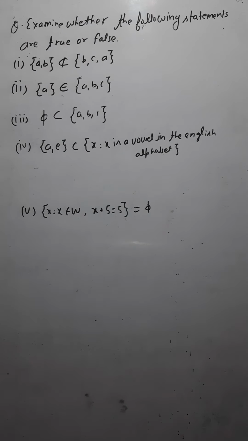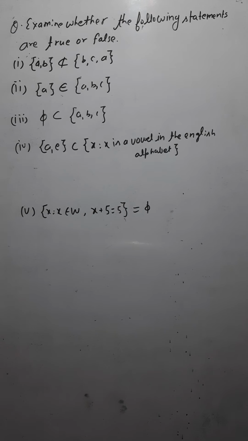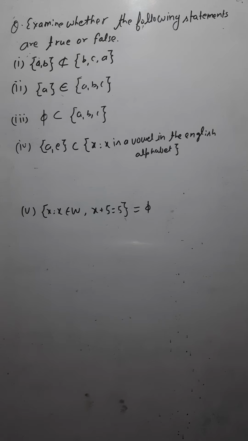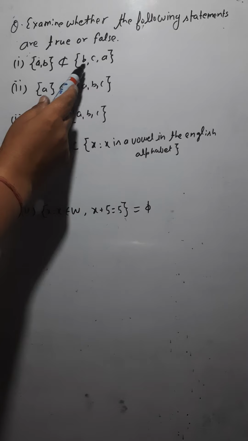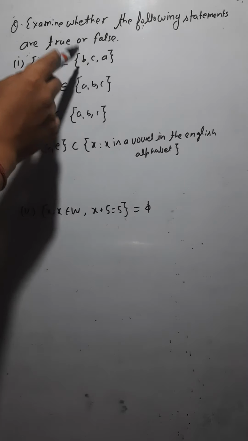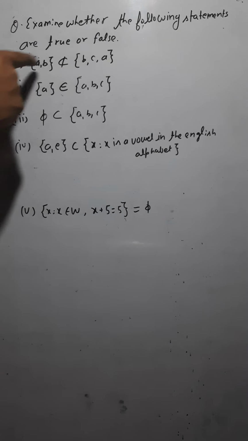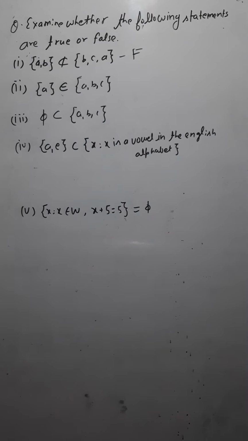The first one is, you have a set {A, B}. It is not a subset of {B, C, A}. Is it true or not? Just tell me whether the given statement is true or not. If you see the elements in this set, all the elements are here also. {A, B} has only two elements, and the other has three elements. These two elements are here also. So the set {A, B} is a subset of {B, C, A}, isn't it? So this statement is false.